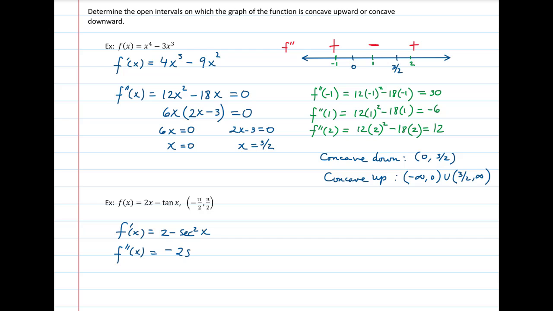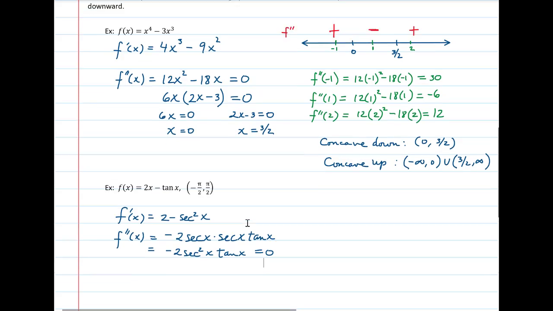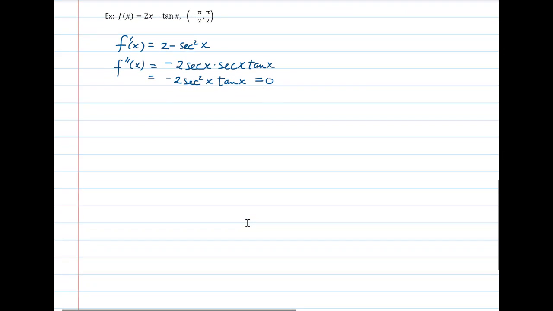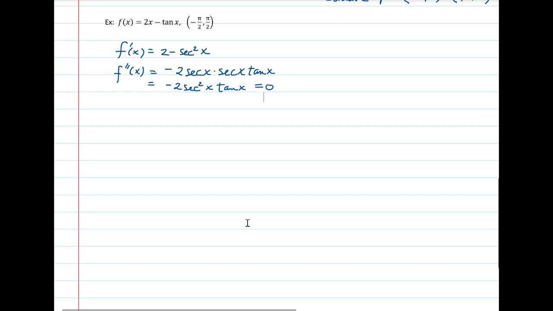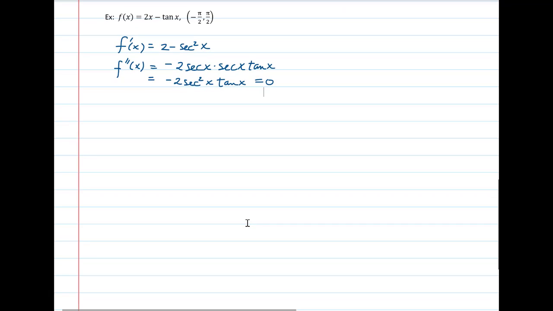You already know your basic rules of differentiation. And then we take a second derivative. The derivative of 2 is just 0, and the derivative of secant squared is, we had a negative in front, so -2 secant x times, and then chain rule, we'll multiply that by secant x times tangent x. Cleaning this up a little bit, we get -2 secant squared of x times tangent of x equal to 0.